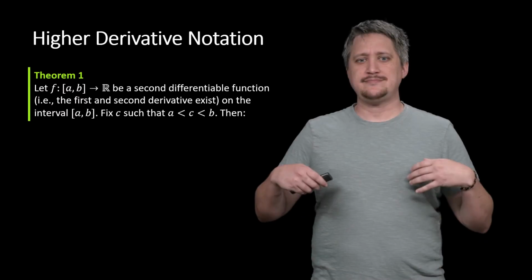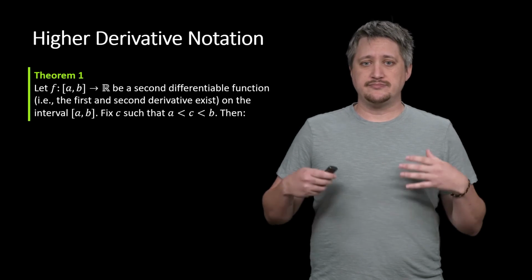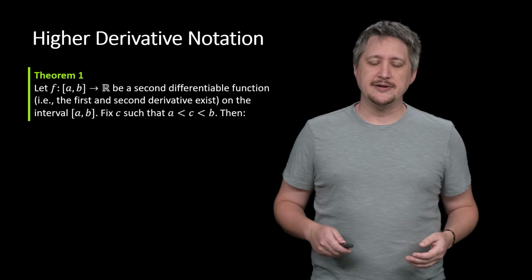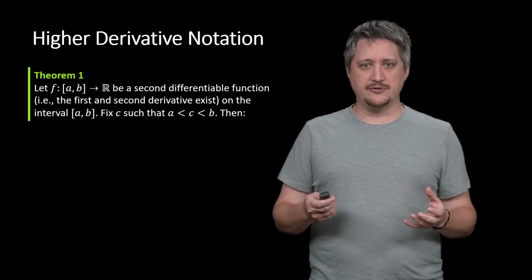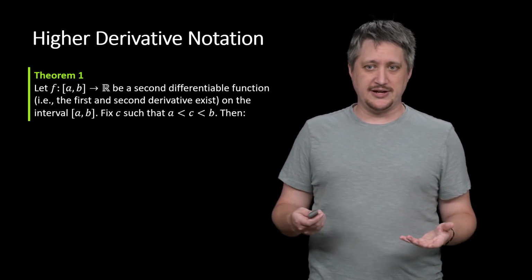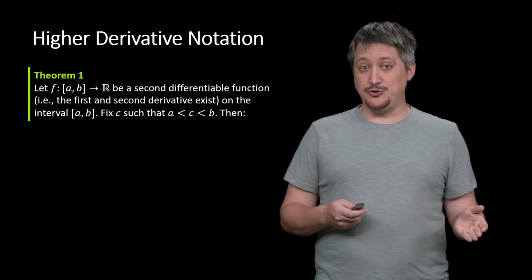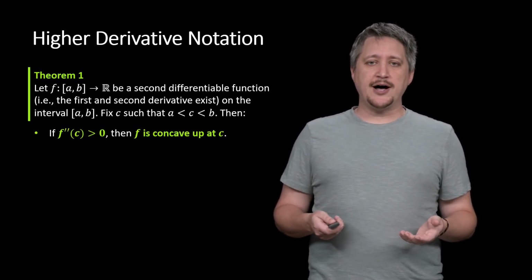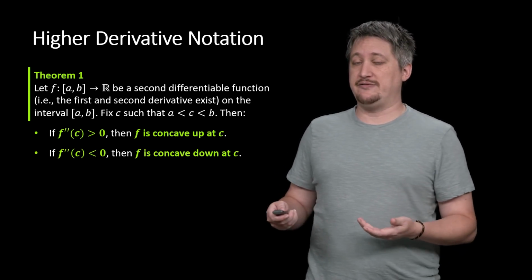All right. So back to what we were talking about, concavity. So our theorem, again, we'll do the official statement and then translate it into more human speak. So the theorem says, if you have this function f, on some interval a to b, and it is a real valued function, and it's twice differentiable, meaning that we can take a second derivative, then if we have some x value between a and b, if the second derivative is positive, then f is concave up at that point. If it is negative, then it's concave down at that point.